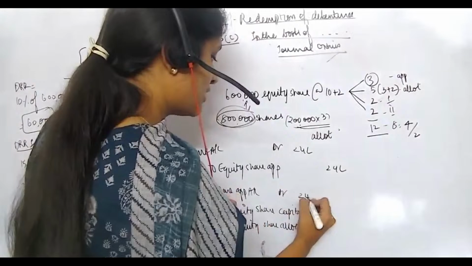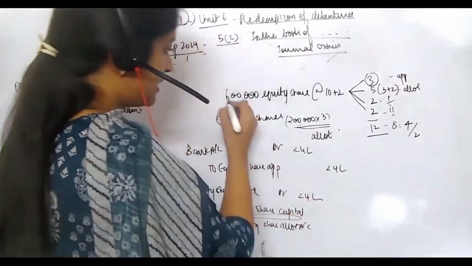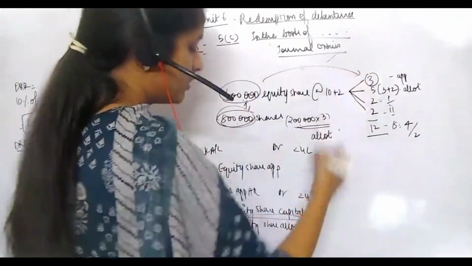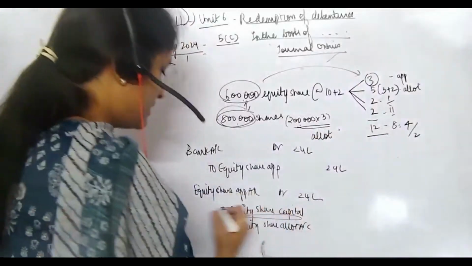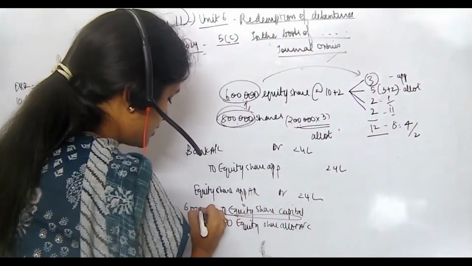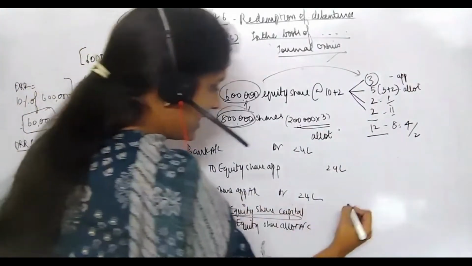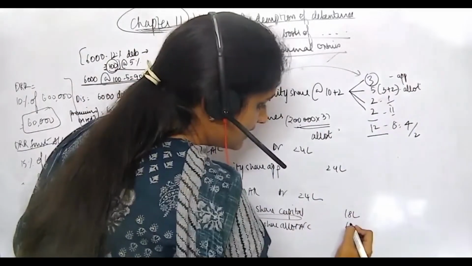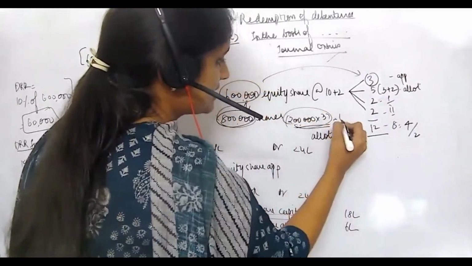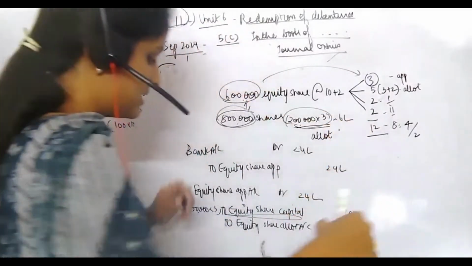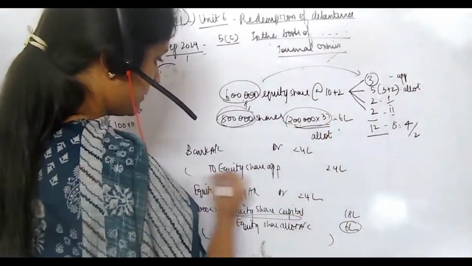So this 24 lakhs will remain the same. What is the face value? I issued 6,000 into 3. So it will be 6 lakh equity shares into 3, will be 18 lakhs will come here. And the remaining 6 lakhs, which is nothing but this excess, I will adjust it. That will be the entry here.